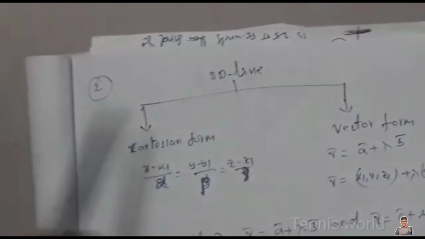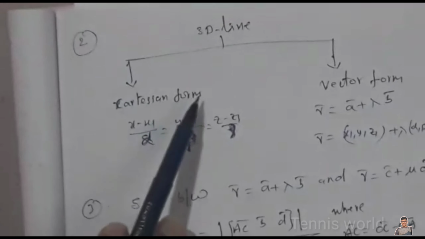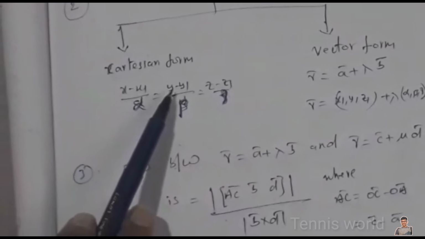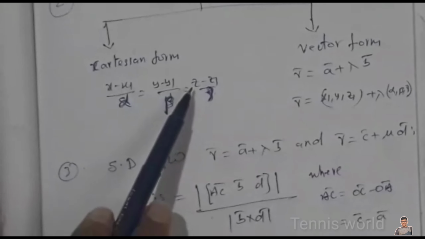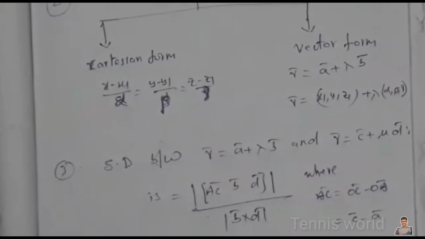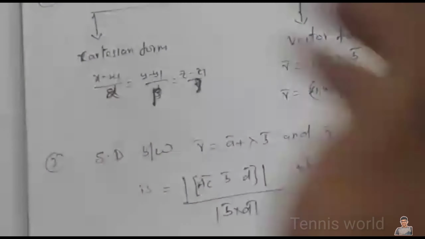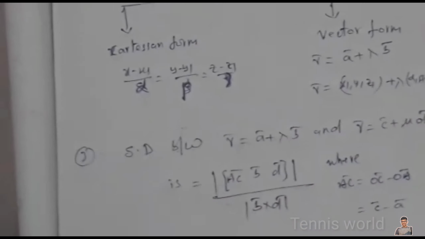Now this is the 3D line. The 3D line Cartesian form will be in the form of (x minus x1) by alpha is equal to (y minus y1) by beta is equal to (z minus z1) by gamma. If you want to write this Cartesian form of the line into the vector form, how to write? I am going to explain.